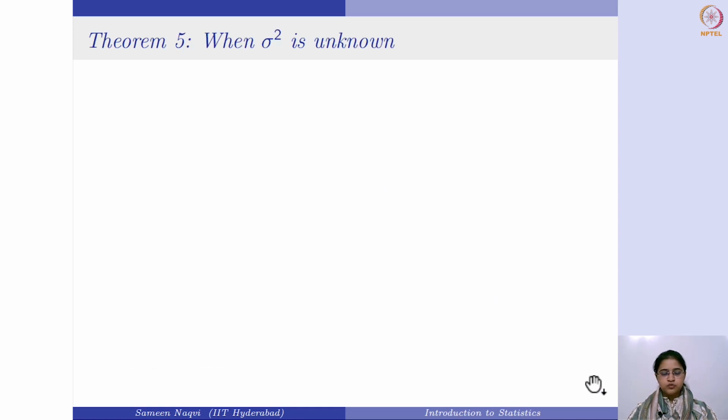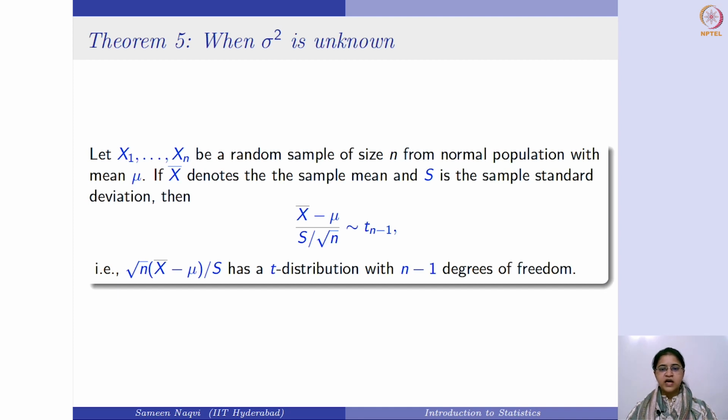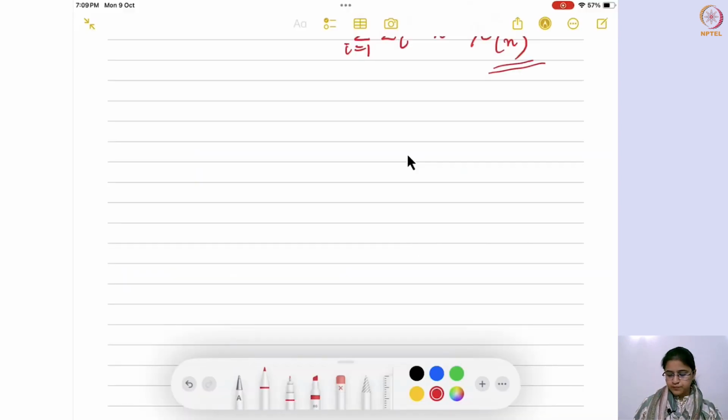Now we come to the main result, which is the sampling distribution of the sample mean when variance is unknown. And as I mentioned earlier also, it no longer follows the normal distribution, and it follows the t distribution with n-1 degrees of freedom. Okay, so let us prove this. So this is your theorem number 5.